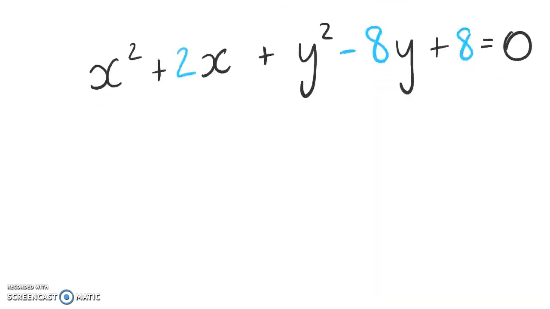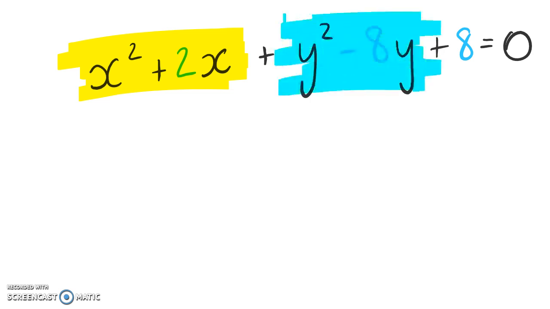To do this, we're going to split this equation up. I'm going to highlight the portions we'll look at. First we'll look at our x terms, then we'll look at our y terms, and then we'll put it all back together. So we've got our x terms plus our y terms plus 8 equals 0. So let's start by looking at the x terms.